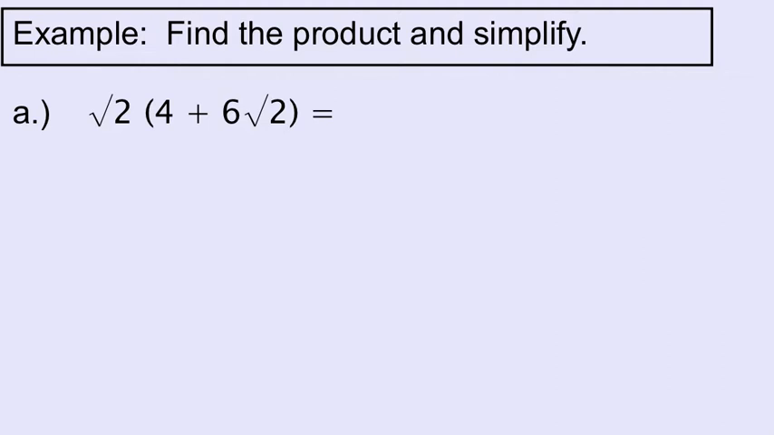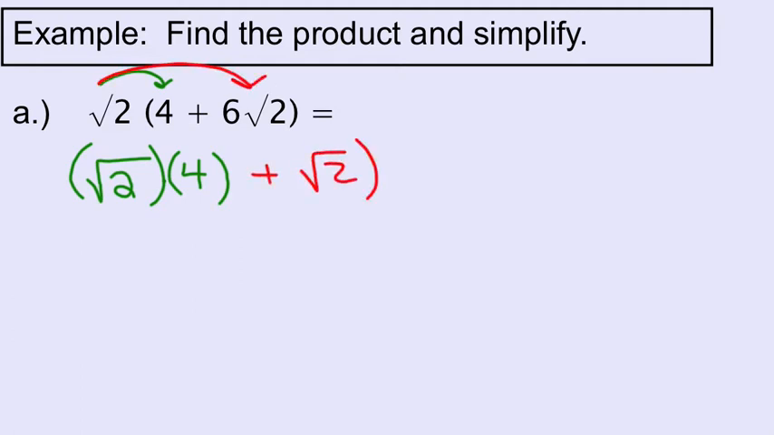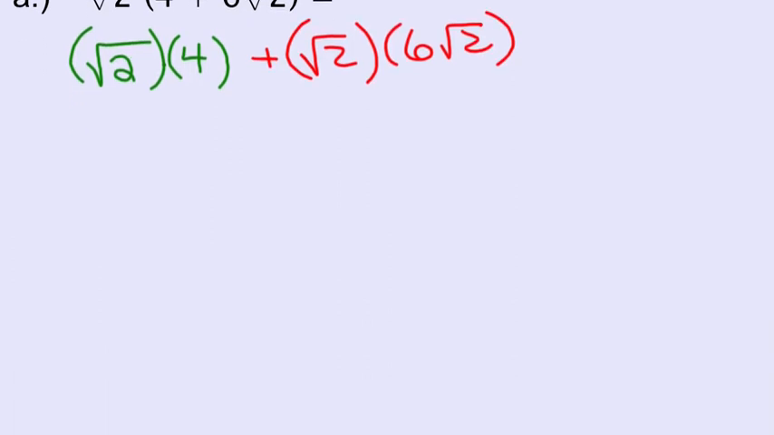All right, now we're going to go ahead and multiply this square root of 2 times 4. And then we're going to take this square root of 2 times 6 square roots of 2. All right, so let's take care of the green. Outside stuff to outside stuff, the only outside thing is the 4. And the inside stuff is the square root of 2, so 4 square roots of 2.